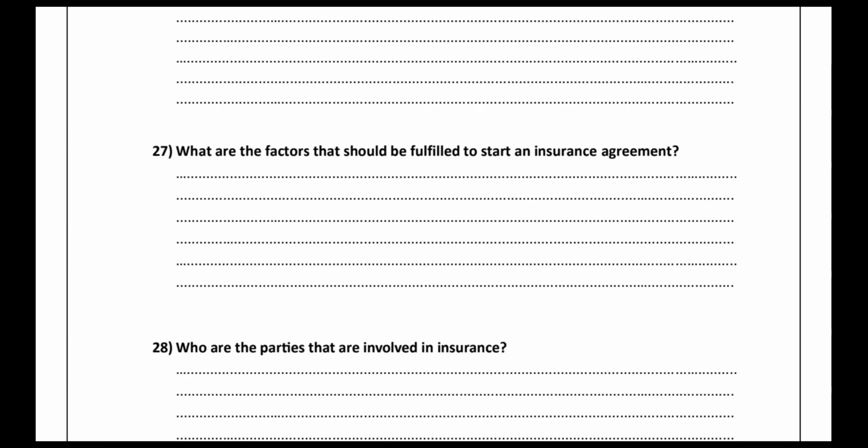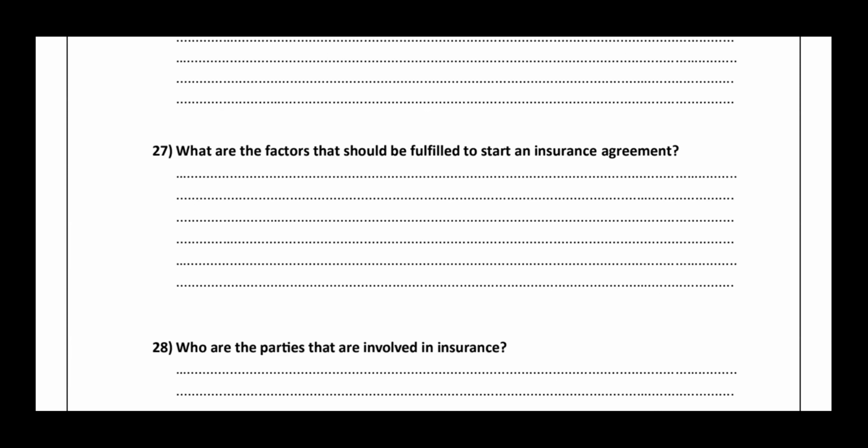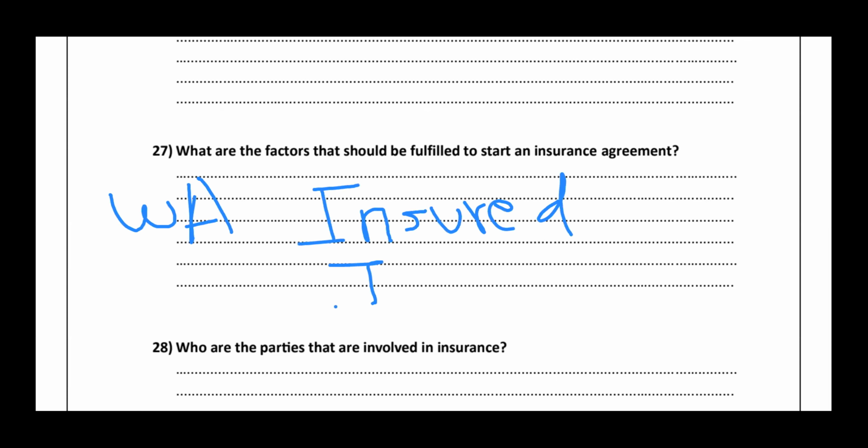You have to take the key points. If you find this definition, it is an agreement between who and who? Between the insured and the insurer. Between those two people only this agreement is taking place. So what will the insured do? The insured will present an insurance proposal form, right? He'll give an application, a proposal form, that he wants to compensate his life or his property.